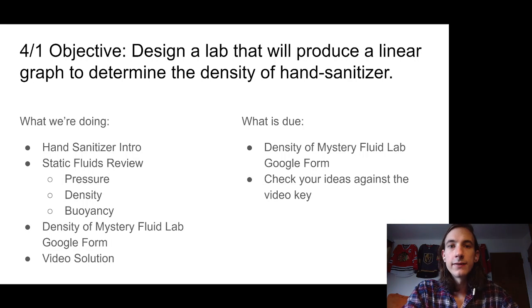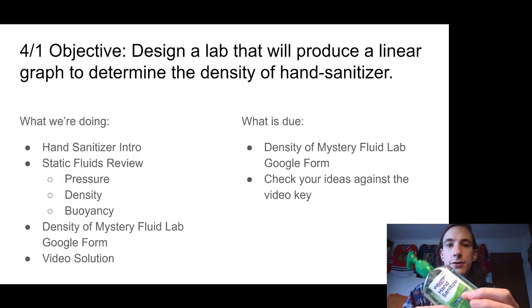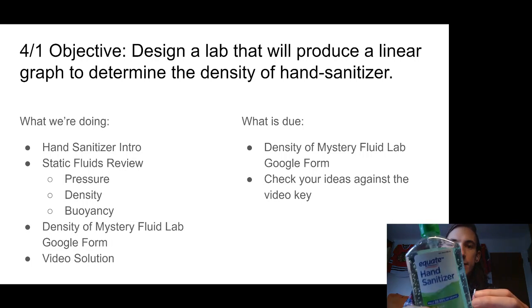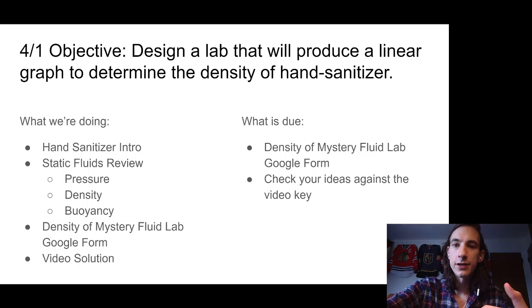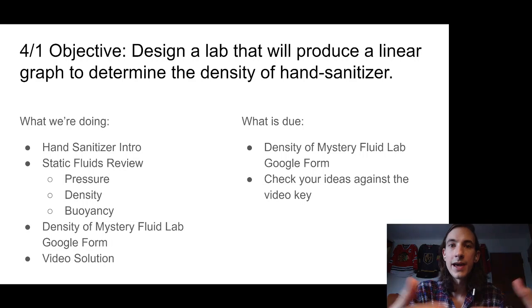So, what we're doing today is kind of a continuation of what we did last time. We're now jumping more into the part where we're going to design a lab that will produce a linear graph to determine the density of hand sanitizer. We talked yesterday that we're going to be given these known masses and known volumes. All that we know is that they're going to sink, and we want to use that idea where we can measure the distance and we can measure time to figure out the density of this liquid. So it's kind of a challenge. We want to be able to do it with a linear graph.